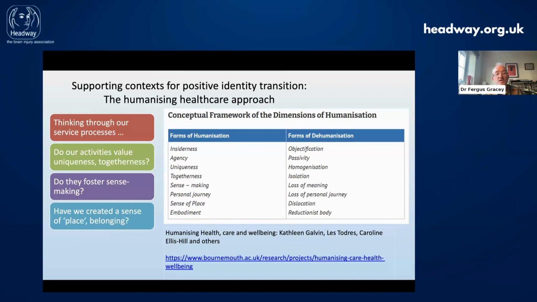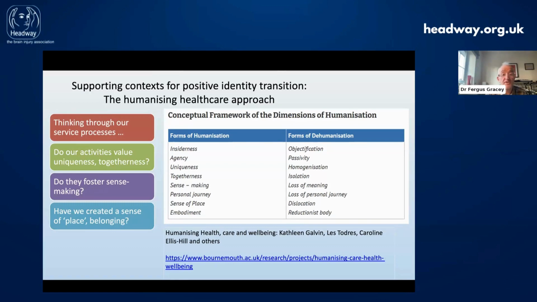So there's a table here, but basically we can think, do our activities in our center value the uniqueness of the individual?